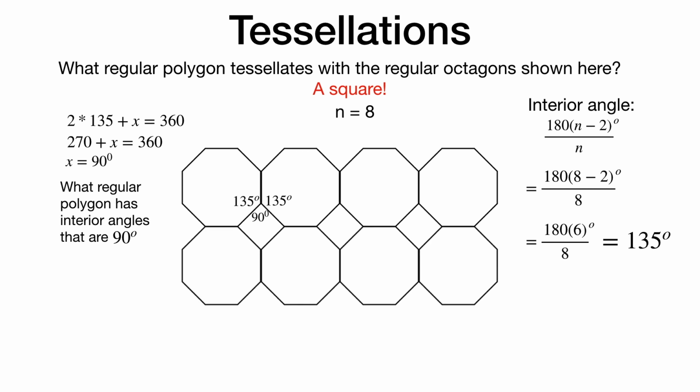Okay, so I've kind of added another row of these regular octagons, and I think we can see it a little bit better. Those are going to be squares. So let's look at another kind of question we might get.